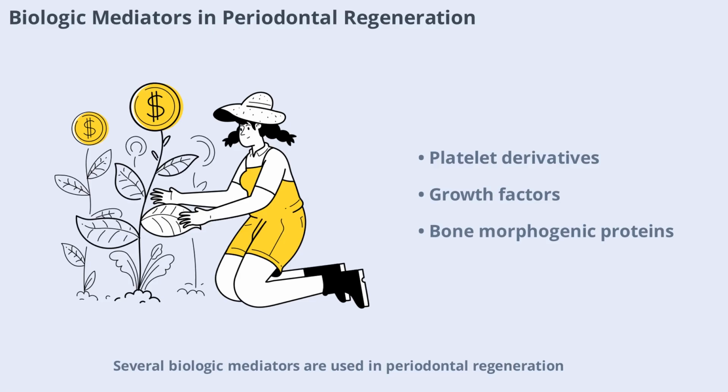Several biologic mediators are used in periodontal regeneration. Platelet derivatives, such as platelet-rich plasma and platelet-rich fibrin, provide a concentrated source of growth factors. Growth and differentiation factors, including platelet-derived growth factor, IGF-1, TGF-beta, FGF-2, and vascular endothelial growth factor, stimulate cell proliferation and bone formation. Differentiation factors like bone morphogenetic proteins regulate bone induction, maintenance, and repair. Enamel matrix derivatives and extracellular matrix proteins also contribute to the regenerative process.